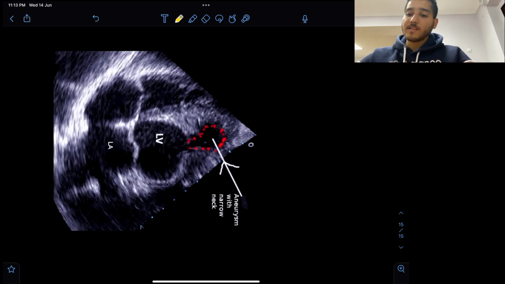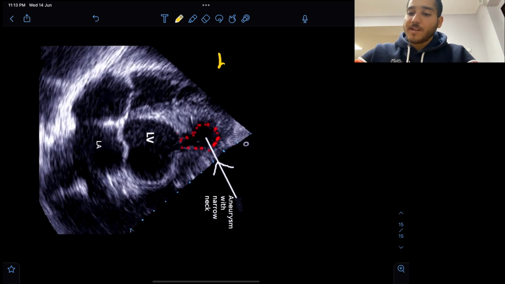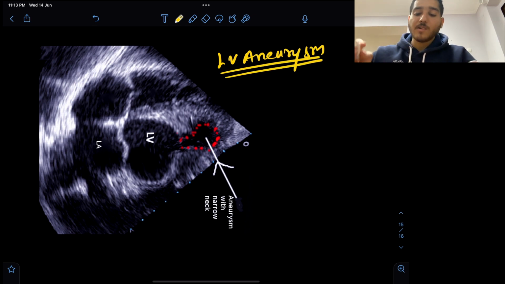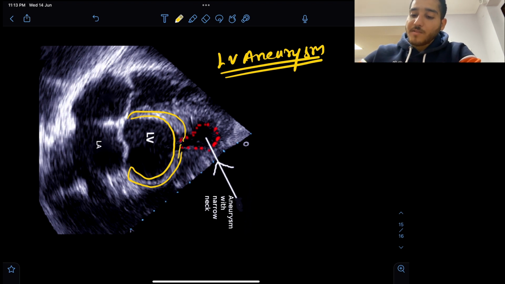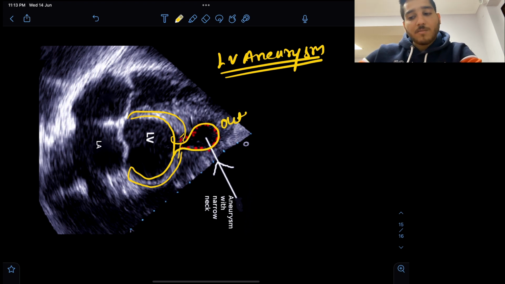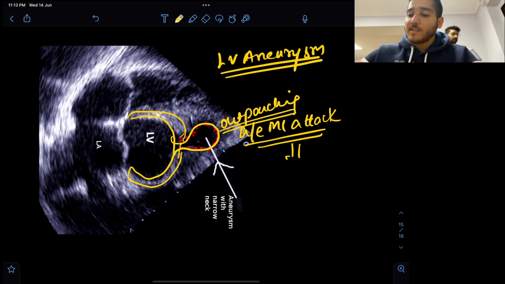Let's say this is the echo of a left ventricular aneurysm. Okay. So normally the left ventricular wall should be like this, right? But in this patient's echo, we have a dilation, an outpouching, after MI attack, right? We call it left ventricular aneurysm.